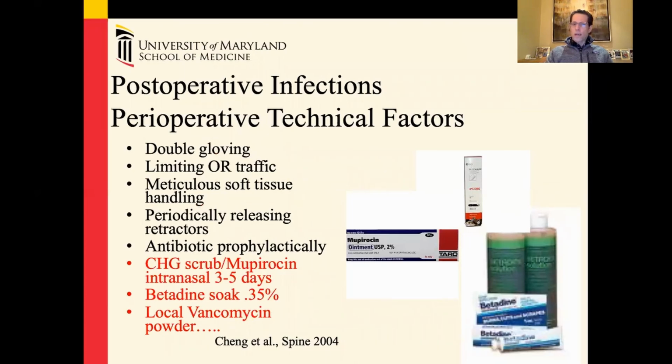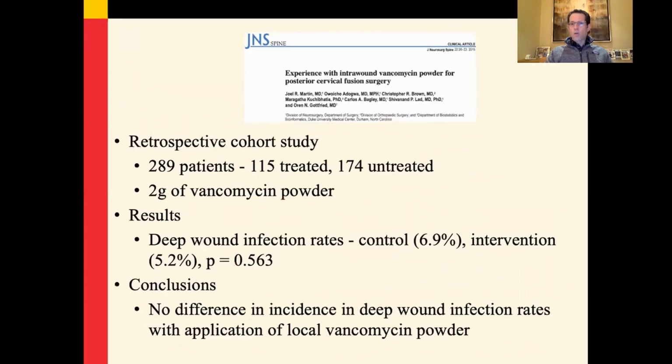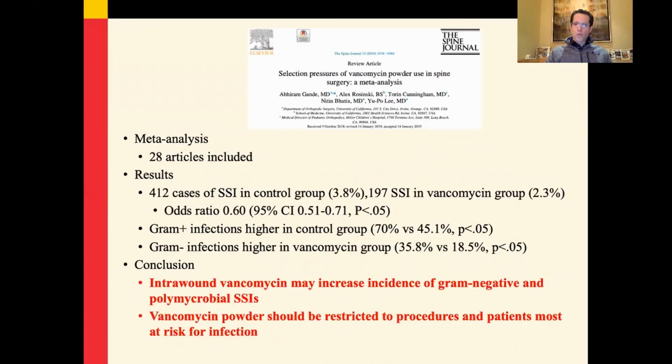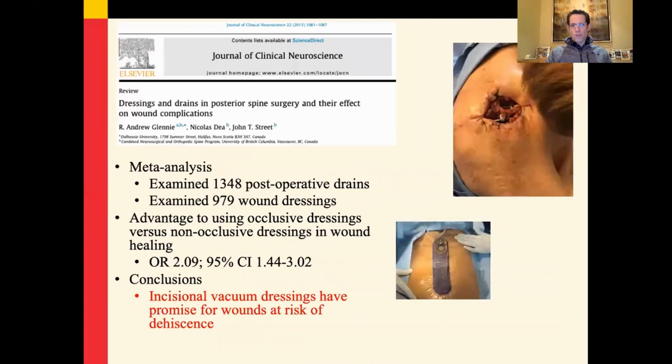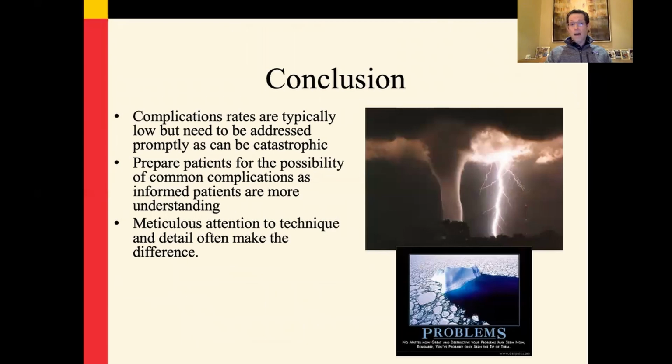I also do a chlorhexidine scrub, povidone-iodine betadine soak for posterior cases, and local vancomycin powder to reduce the risk of infection. Usually in high-risk patients, we may use incisional vacs that can reduce local wound dehiscence, and we use them for about a week.